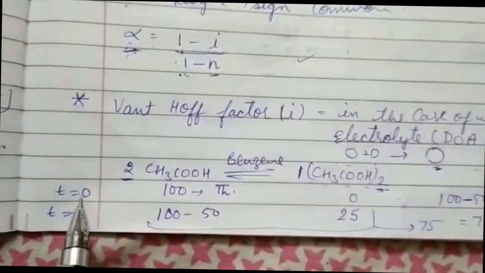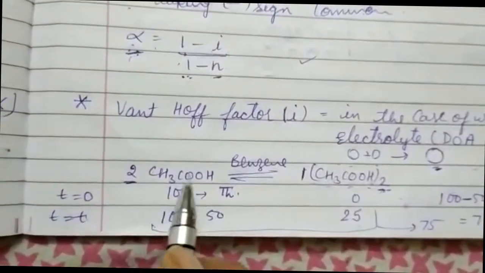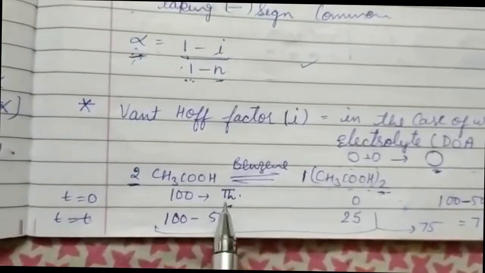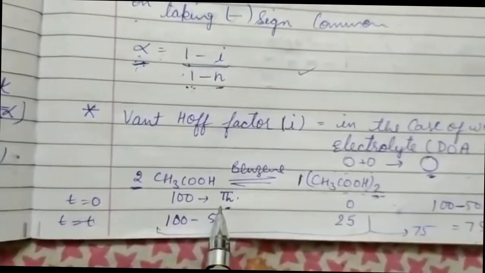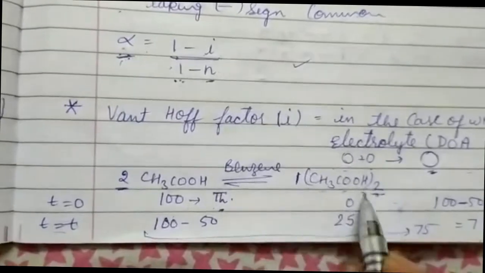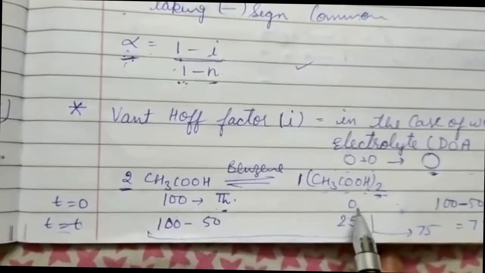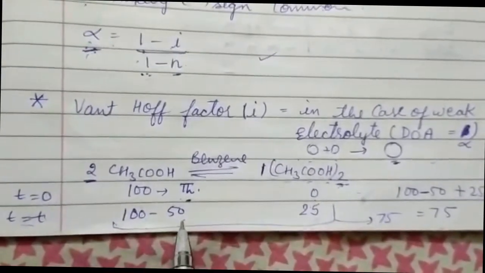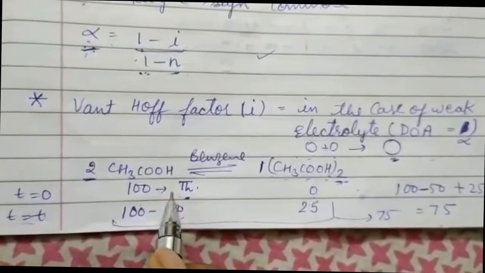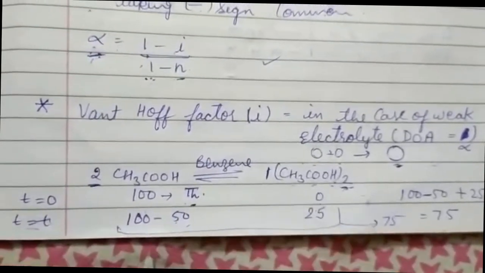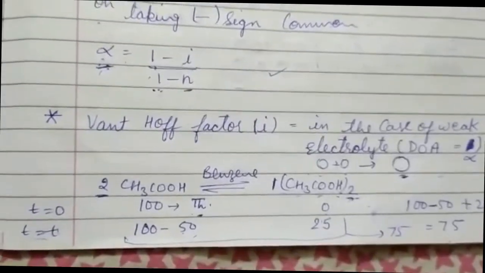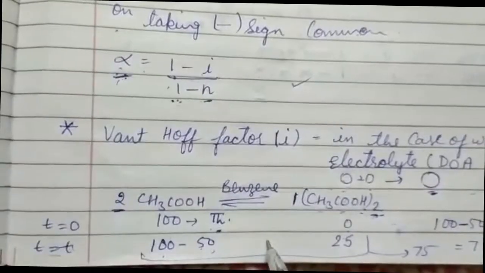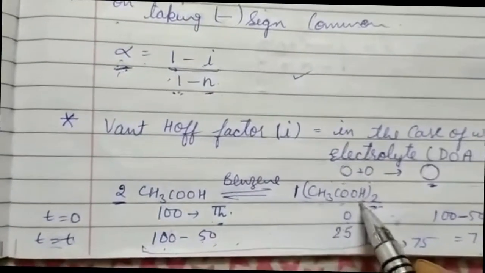Suppose at time 0, when the association has not started, we have taken 100 molecules of acetic acid. This is our theoretical value: 100 molecules dissolved in benzene. At time 0, the dimer will not form, so the value of dimer molecules is 0. After some time, because this is a weak electrolyte, all particles will not undergo association. Only a small amount will. So out of 100 molecules, suppose 50 particles are undergoing association, that is, dimerization.